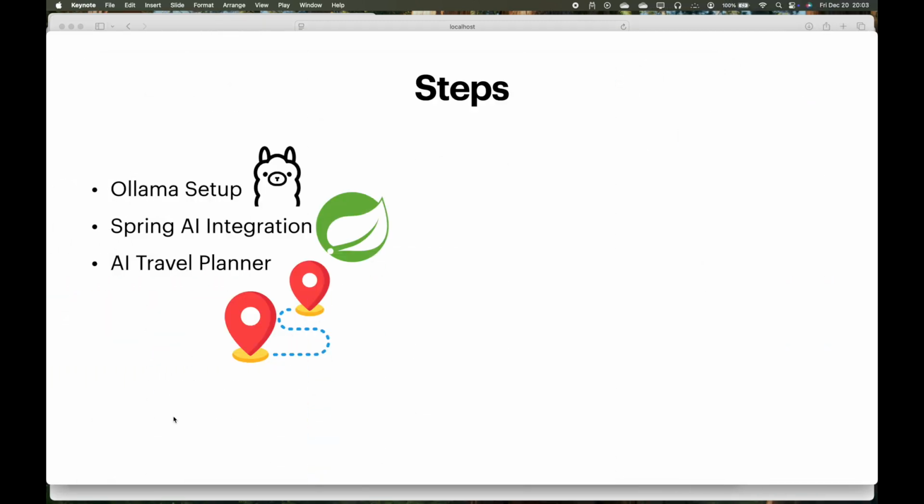So these are the things we have done. First we downloaded Ollama, then we connected with Spring AI, then we built a simple app, an AI travel planner.